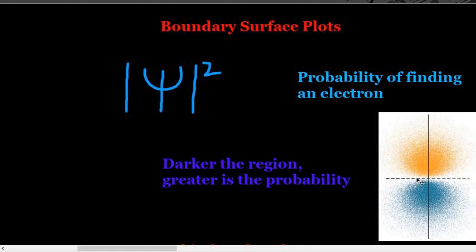Here is an image showing the different probabilities. In this region there is a greater probability of finding the electron since it is shaded darker. Here in this region the probability of finding the electron is less since this region is shaded lighter, whereas this region has zero probability as it is unshaded.